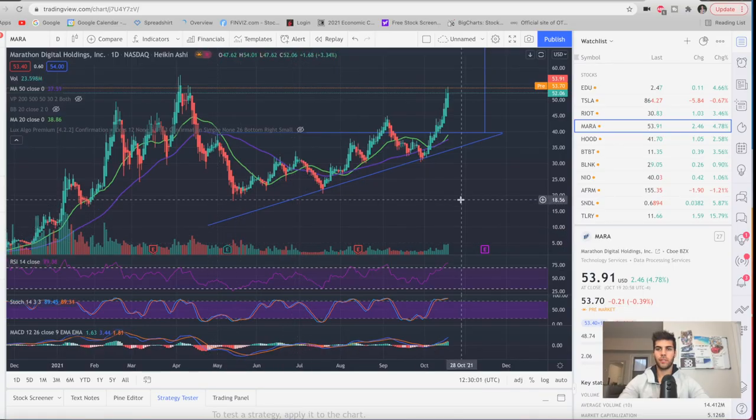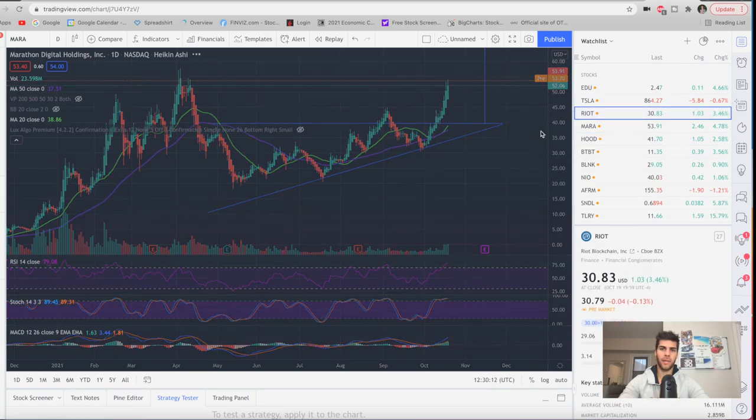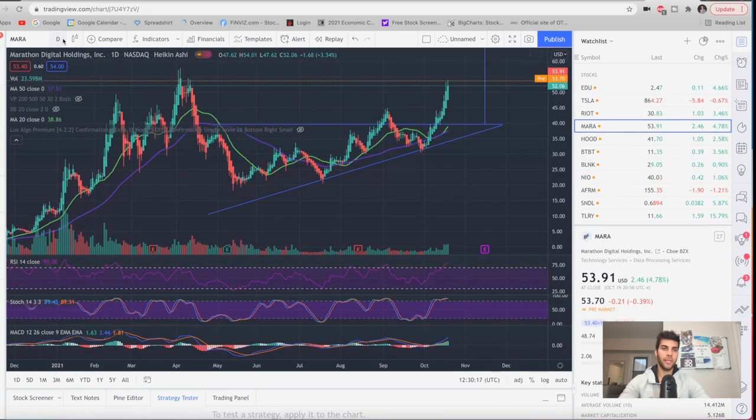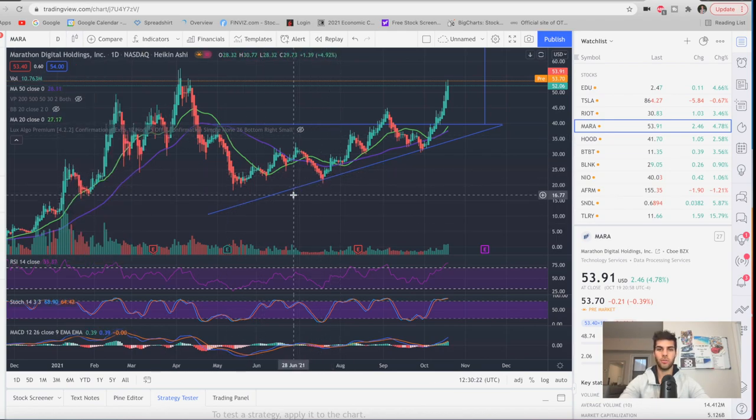Diving into the charts, we're looking at Mara and Riot. These are the crypto mining companies. Mara has a market cap of 5 billion and Riot has a market cap approaching 3 billion. We're looking at Mara on the daily chart using the Heiken Ashi candles. The Heiken Ashi candles make it easier to spot momentum.